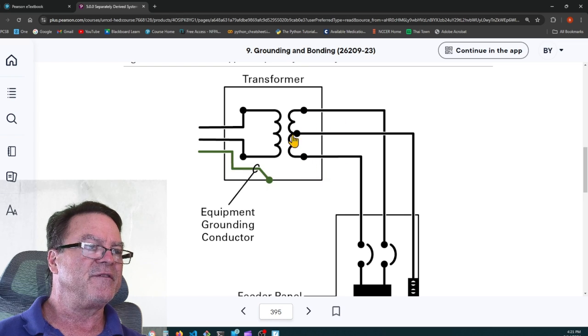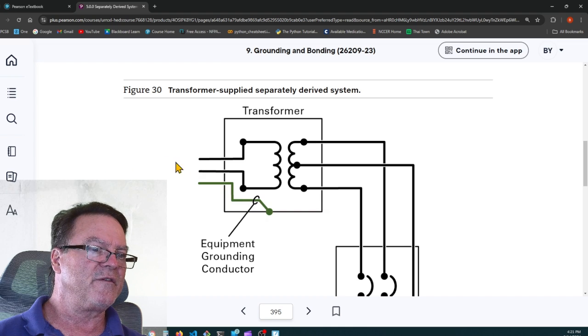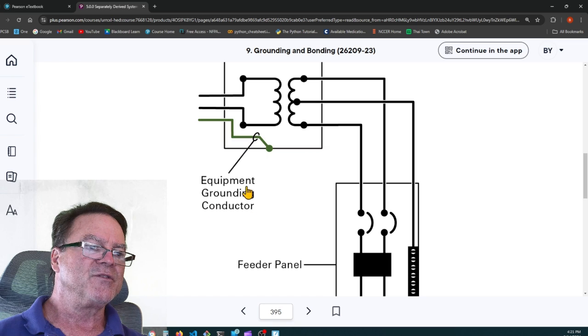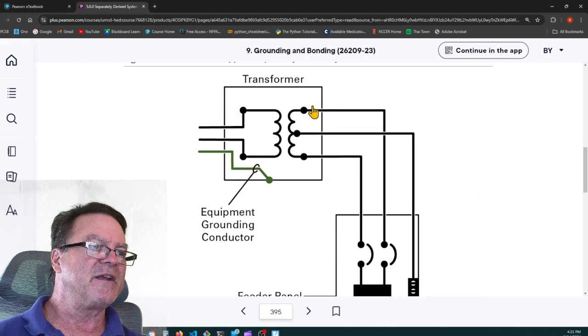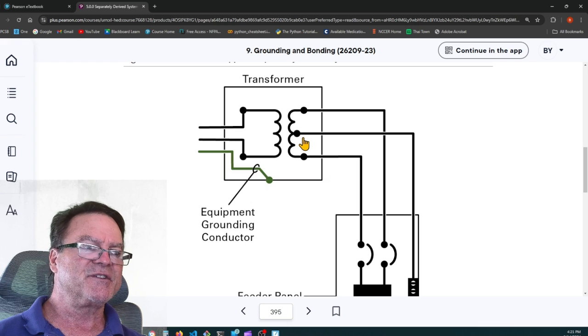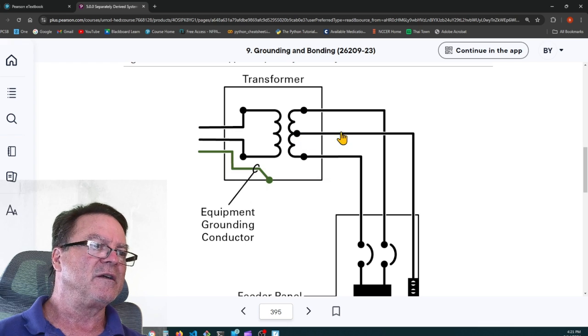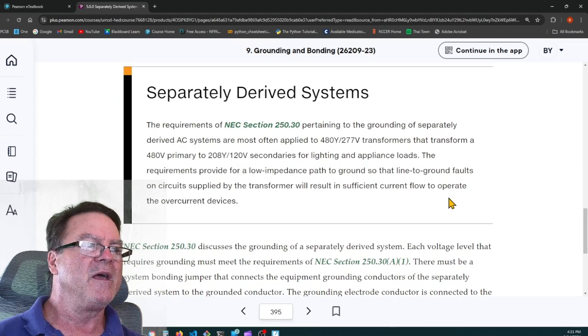The secondary side of this is a separately derived system. There's no electrical connection between the service coming in and the secondary of this transformer. So the equipment grounding conductor, you have to ground the shell of this transformer to the main power coming in. And then this secondary side has to be grounded, just like the main bonding jumper at the service. This is called a system bonding jumper. It's for a separately derived system. It's a system bonding jumper.